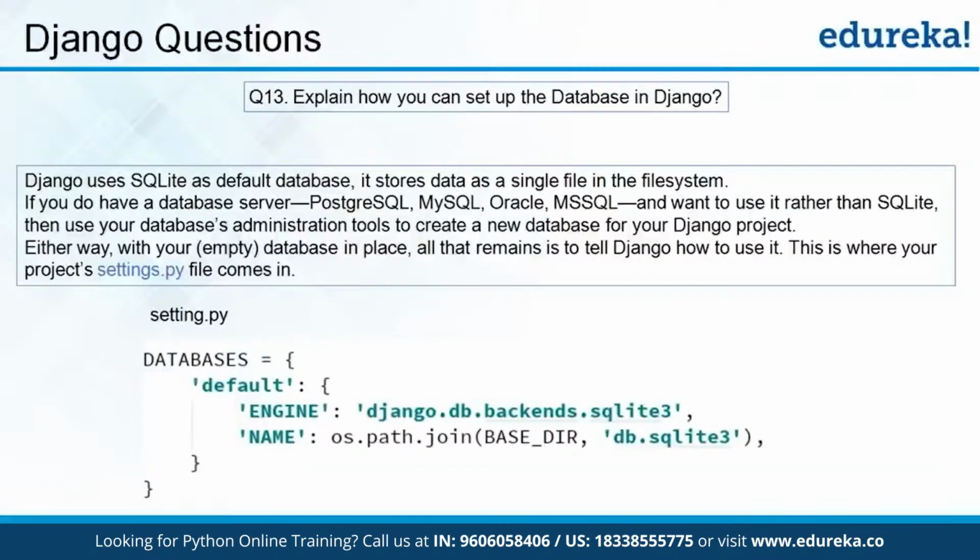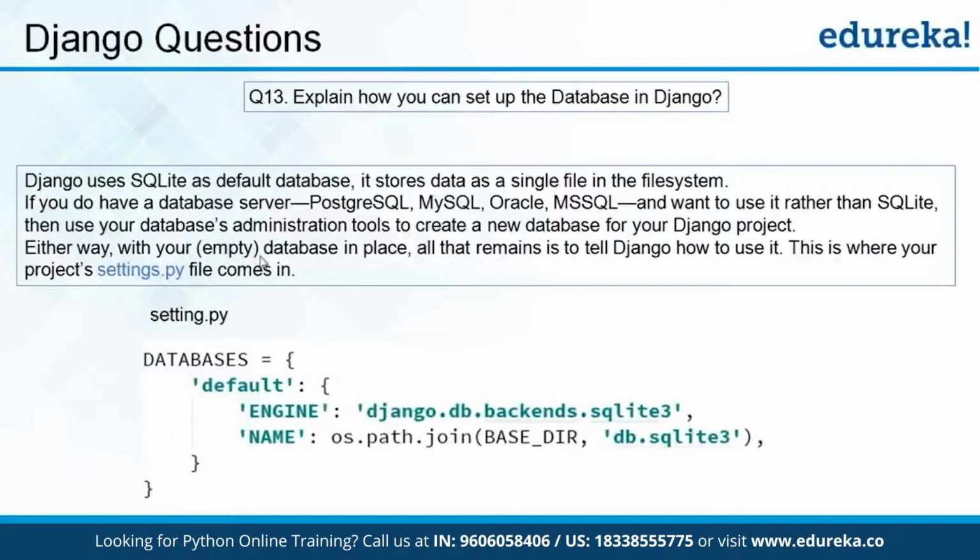Now explain how you can set up a database in Django. So we'll go with the default database, which is SQLite, which stores data as a single file in the file system. You can also have databases like Postgres, MySQL, Oracle, MS SQL, other than SQLite. But then you need to use your administrative tools to create a new database. For example, you might have to use something like SQLAlchemy to create your database for your project.